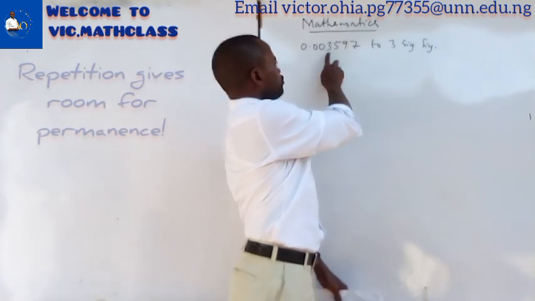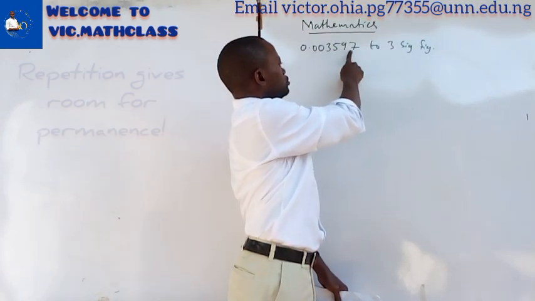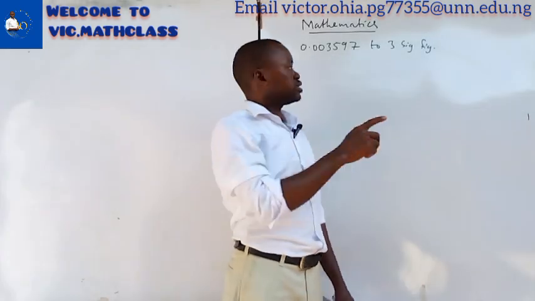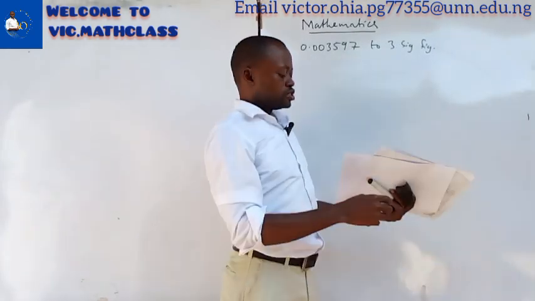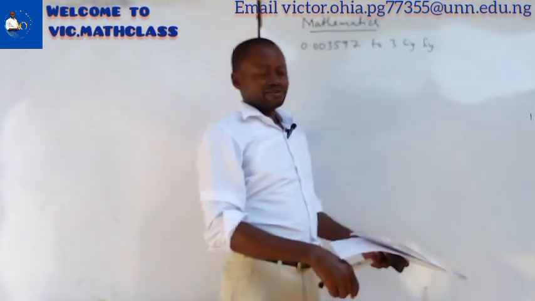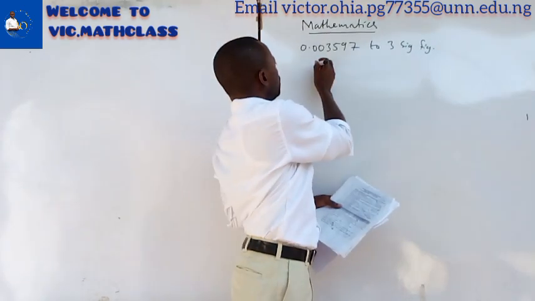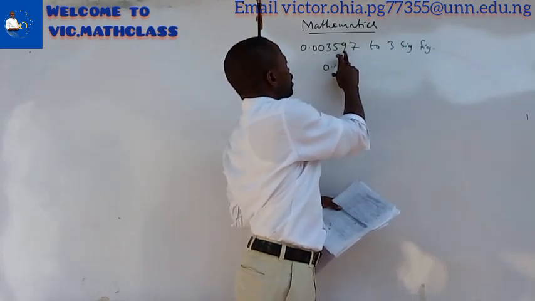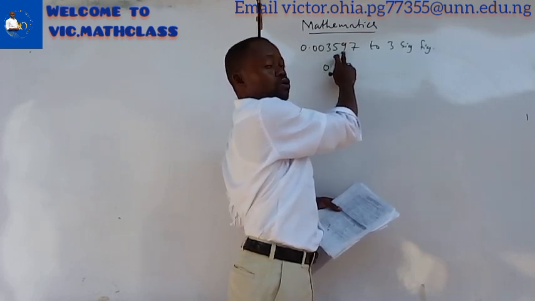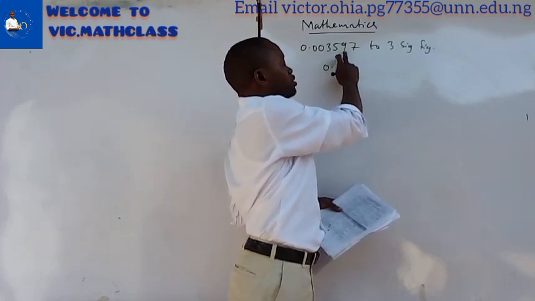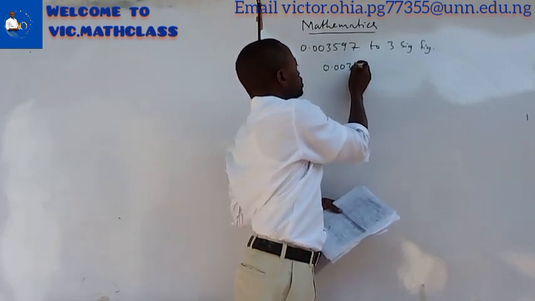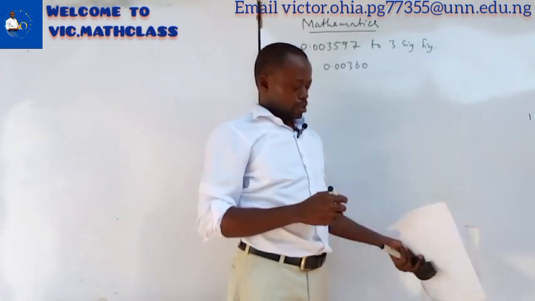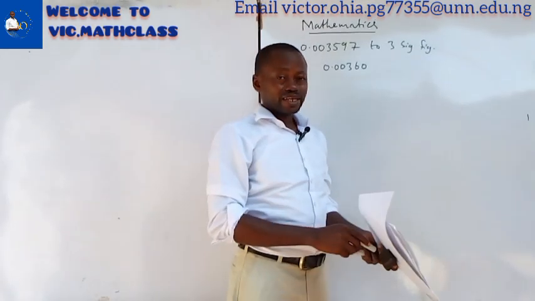That is to say, if I count 1, 2, 3, this digit here is 7. It is above 5. I'll call it 1 and add it here. Of course, if I add it to that 9, it will be 10. So I will have 0.003, and if I add 1 here, it will become 10. So I'll write 0, carry 1, put it here. So this will be 360. I'm sure that explanation is very clear.